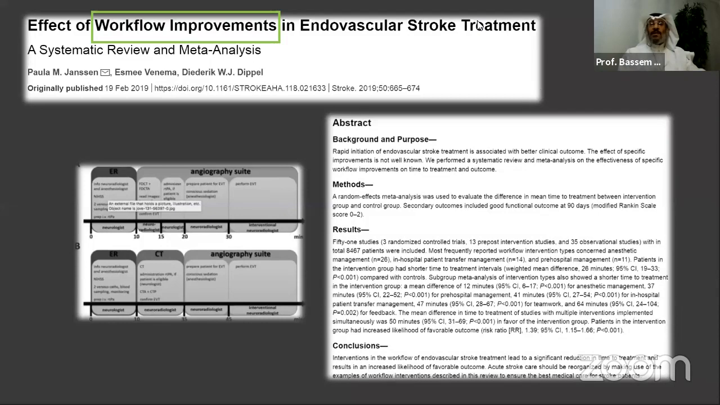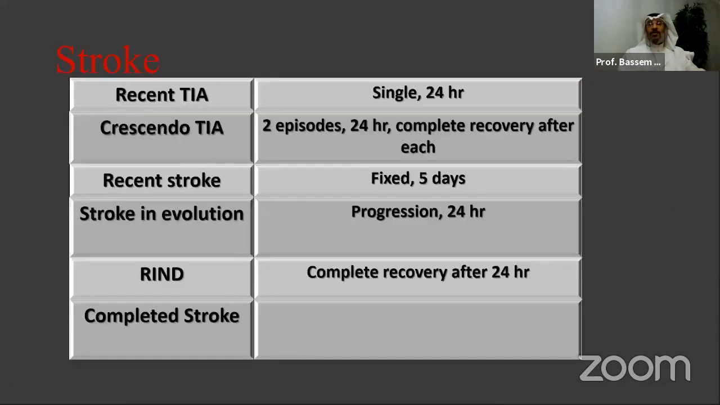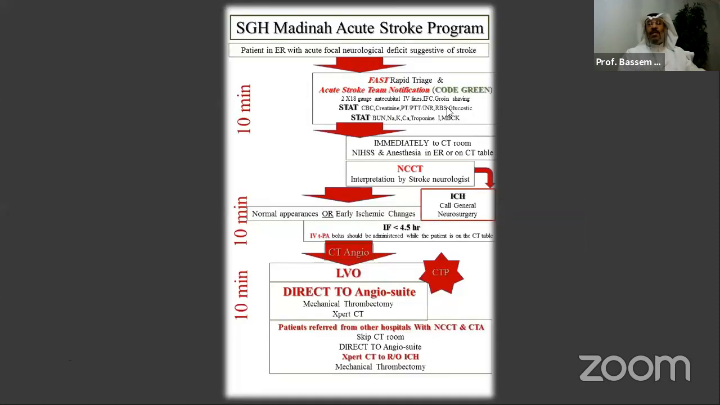So in summary, we have an outline for the workflow in Saudi German Hospital in Al-Madinah. It starts by receiving the patient. The laboratory investigation is taken immediately without delay, and the patient is assessed, with the anesthesia department in the emergency room and the CT room while the patient is having the non-contrast CT scan.